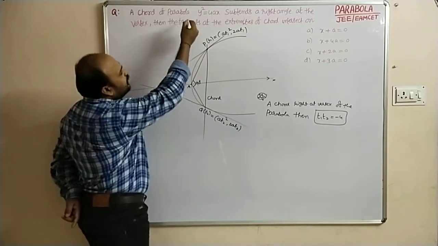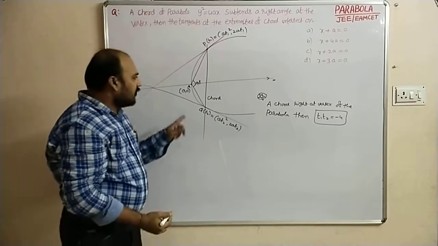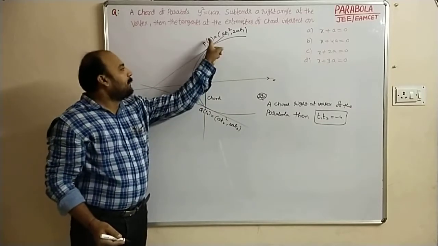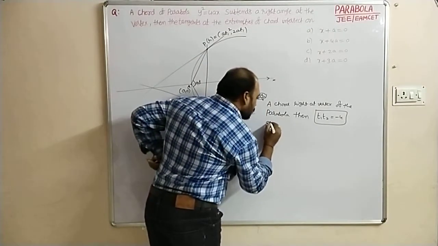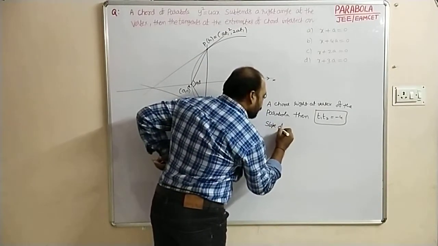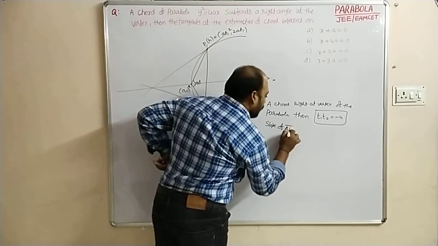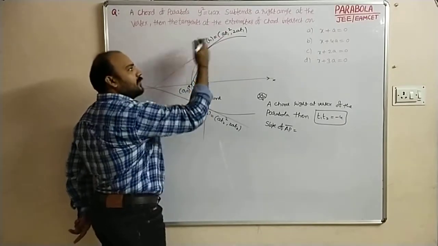A means the vertex of the parabola y square equal to 4x. Vertex means always (0, 0) only, no? Whenever this chord makes a right angle at the vertex, AP and AQ both are perpendicular only, no? So first calculate the slope of AP, after that AQ. Slope of 2 points is y2 minus y1 by x2 minus x1.